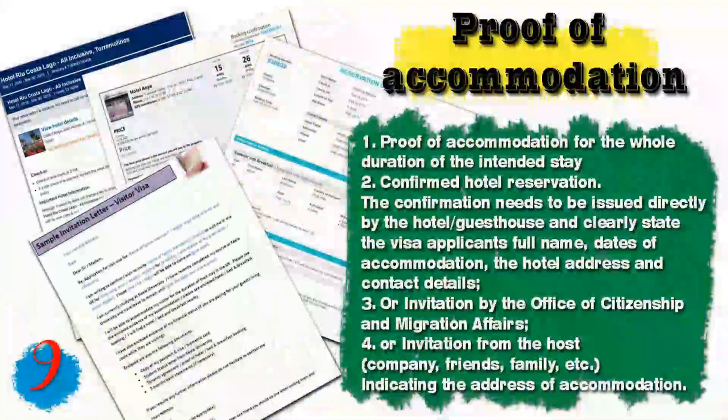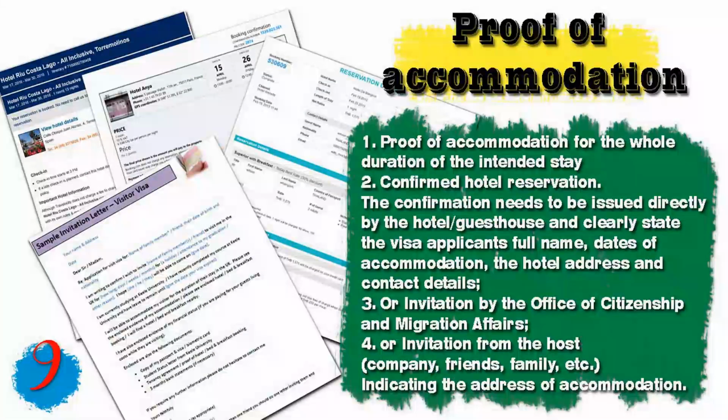Number 9, you will need a proof of accommodation. You will also need to provide a proof of accommodation for the whole duration of the intended stay. It should be a confirmed hotel reservation. The confirmation needs to be issued directly by the hotel guest house and clearly state the visa applicant's full name, dates of accommodation, the hotel address, and the contact details.